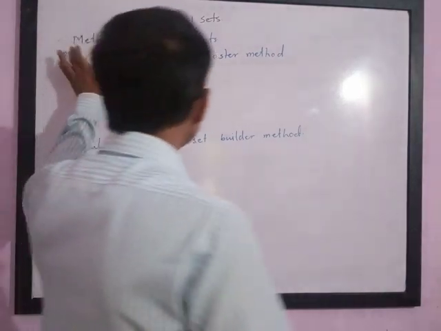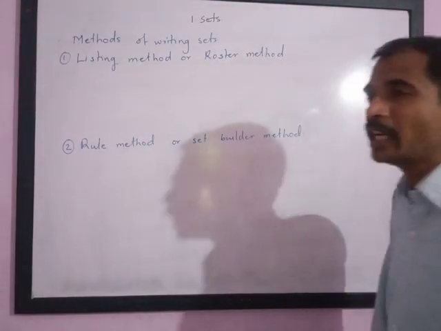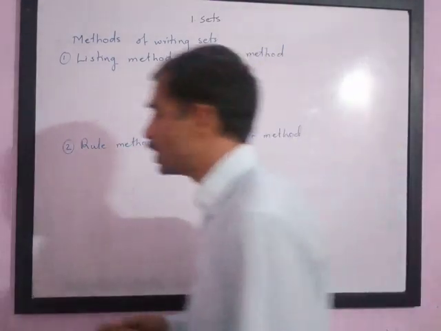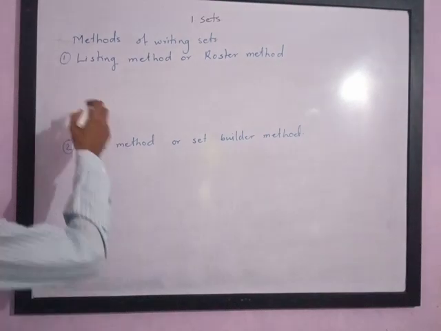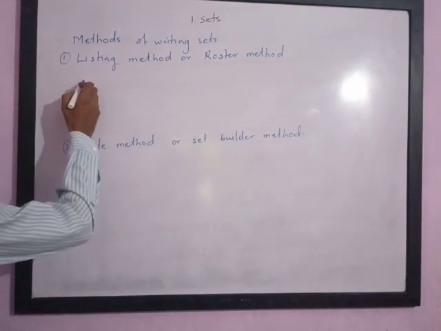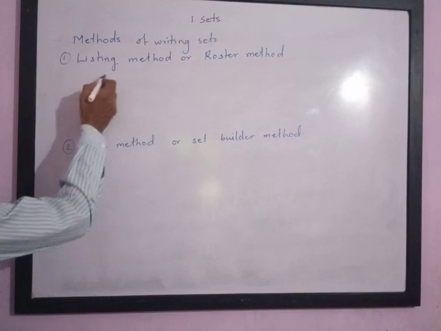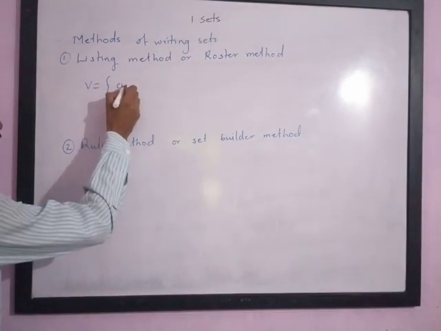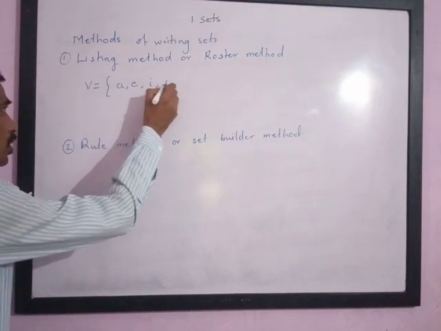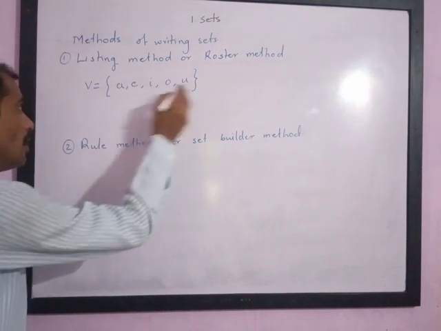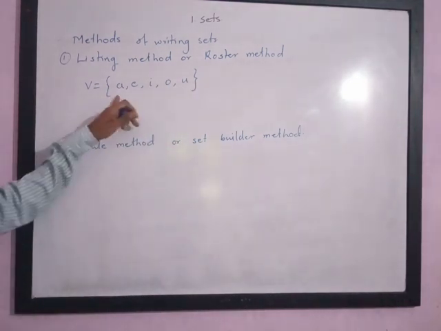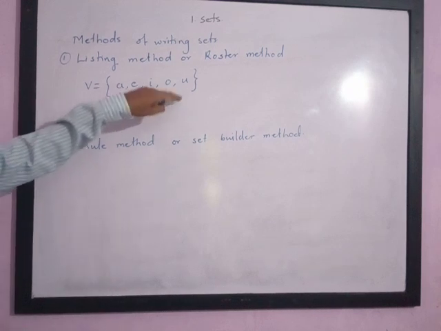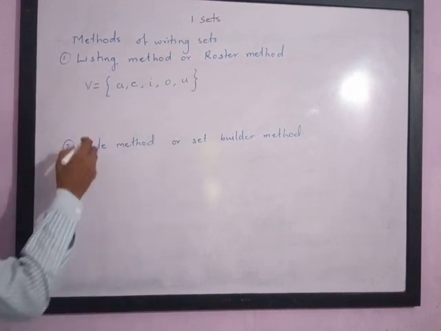Next point is methods of writing sets. There are two methods of writing a set. First is the listing method or roster method, in which we write the elements of the set. For example, the set of vowels of the English alphabets can be written as V is equal to the set of a, e, i, o, u. When we write all the elements separated by commas, this method is called the roster method or listing method.